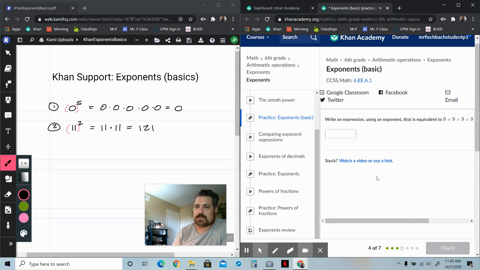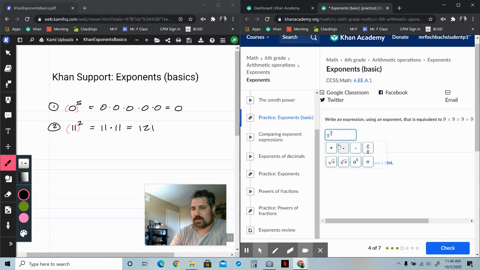Write an expression using an exponent that is equivalent to 9 times 9 times 9 times 9 times 9 times 9 times 9. Oh, wow, that's a lot of 9s. Okay, well, how many 9s is that? 1, 2, 3, 4, 5, 6, 7. There are 7 9s here multiplied together. So that means the exponent is 7. Well, it would be 9 as the base value, and it's going to be raised to the 7th power, because it's 7 9s times each other.